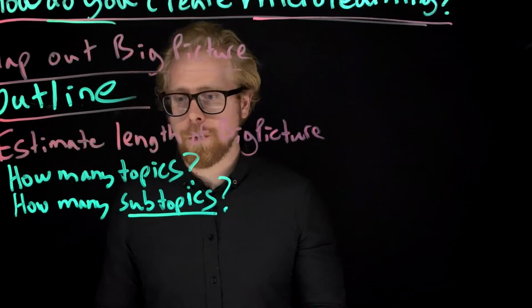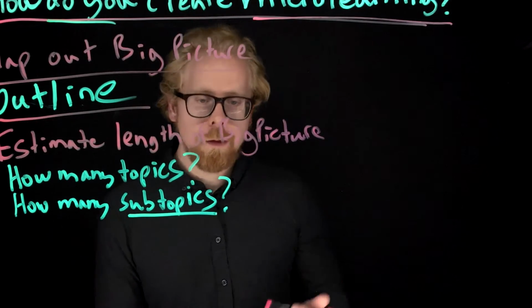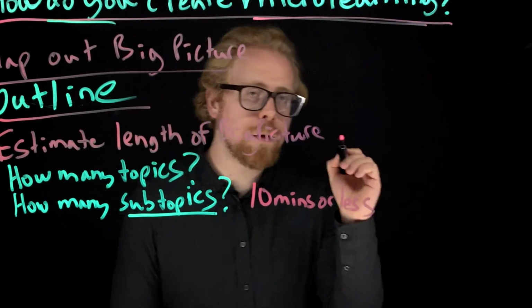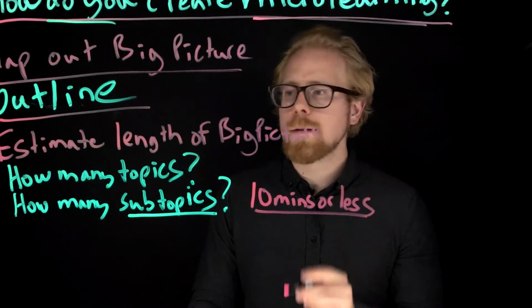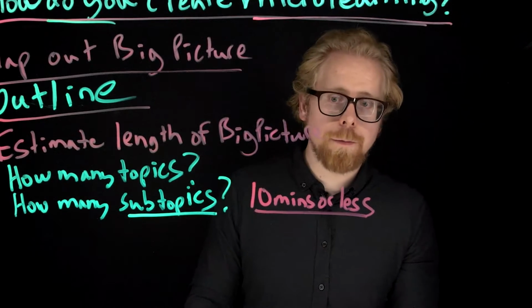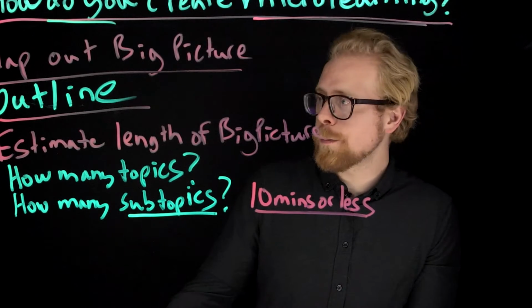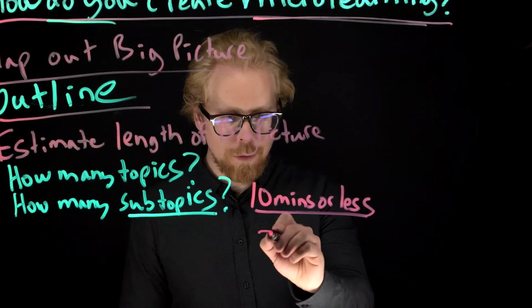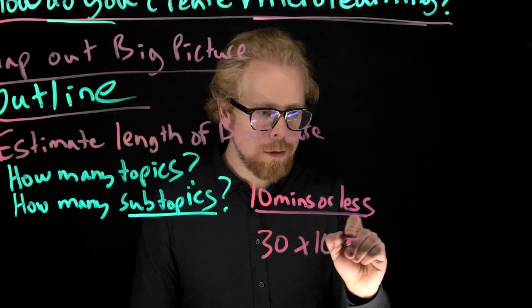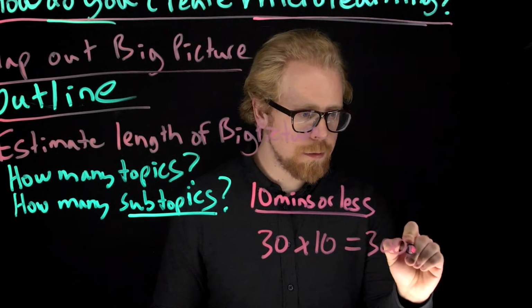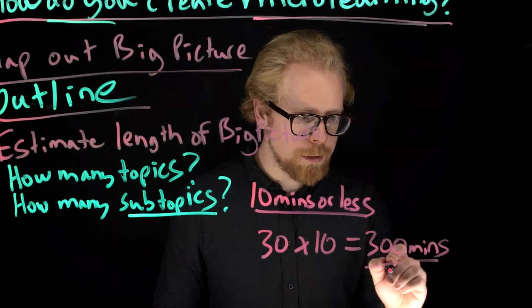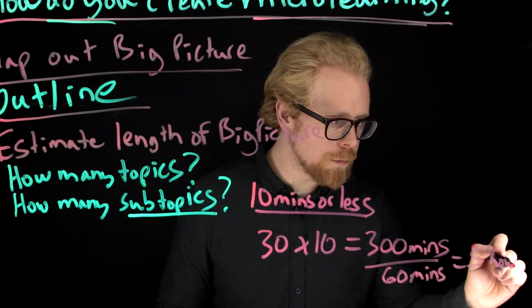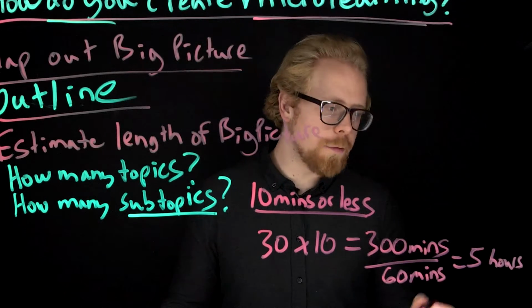So a good estimate of how long you want the subtopics to be is 10 minutes or less. It should take you 10 minutes or less to teach each subtopic. So now you can start doing some math. If you have 30 subtopics, then you'd be looking at 30 times 10 equals 300 minutes divided by 60 equals 5 hours. There you go, 5 hours of content.